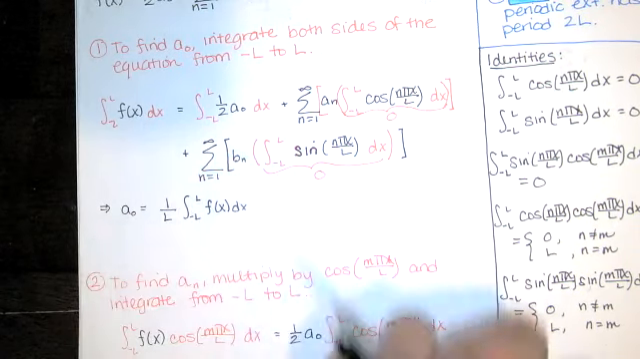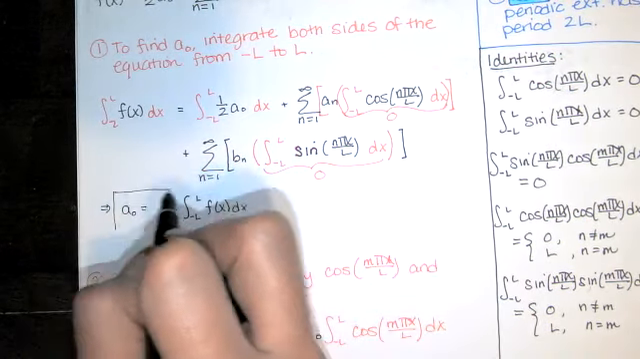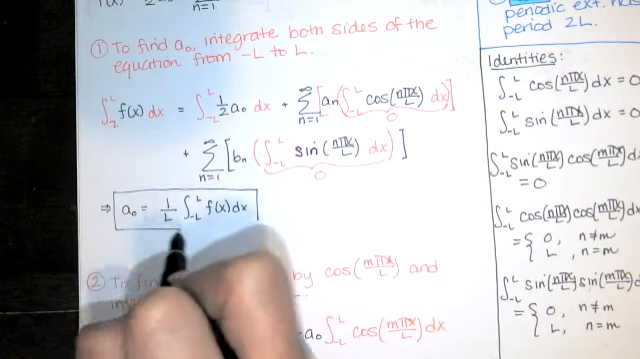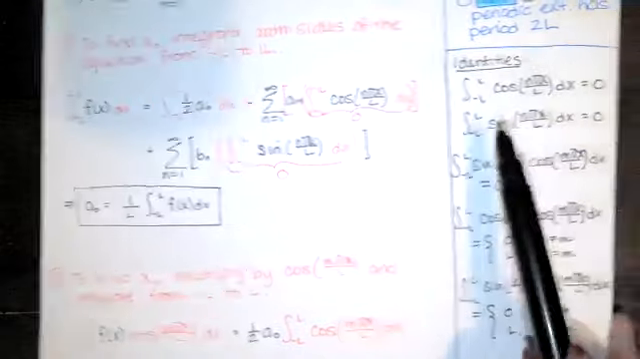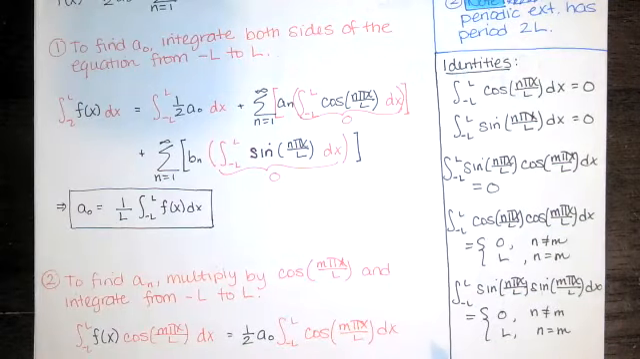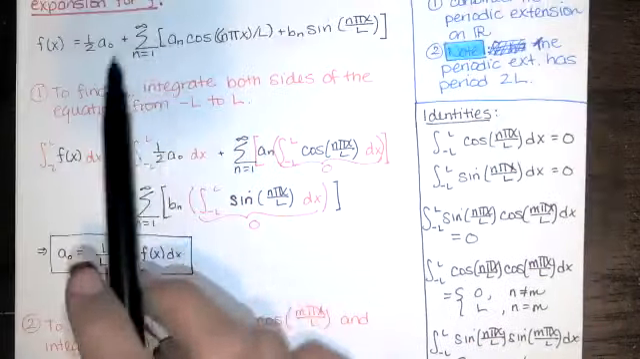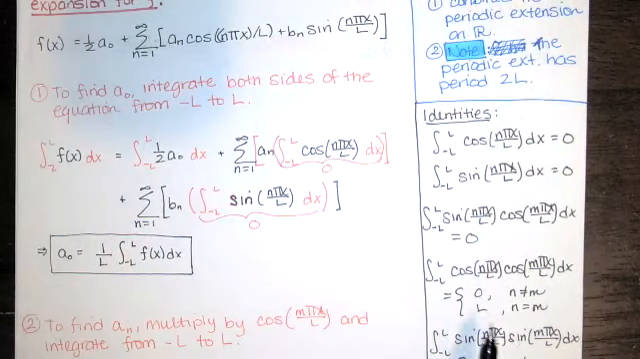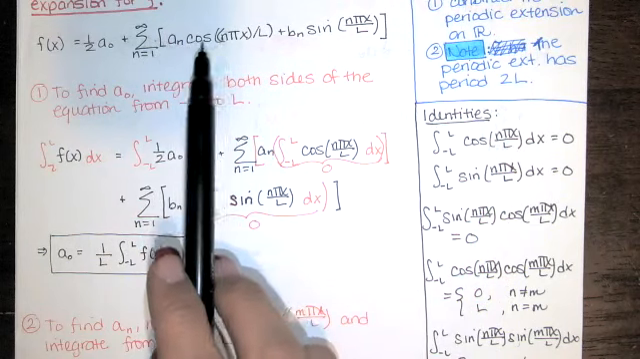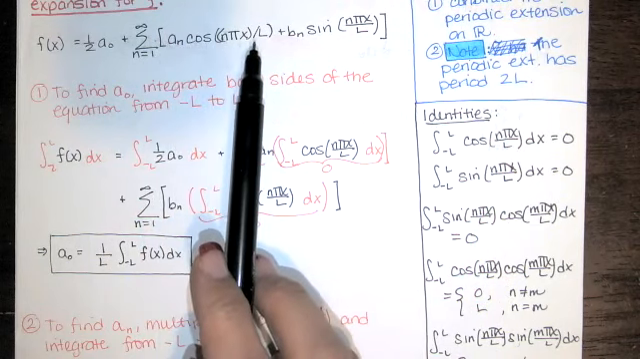And if we divide both sides by L, we get this. So we're taking advantage of the fact that these identities hold. Now, if we have this equation and we're trying to find the a sub n's, if I'm looking at these identities, notice the a sub n's are multiplied by this cosine of n pi x over L.